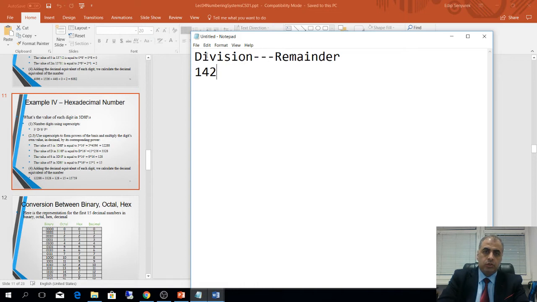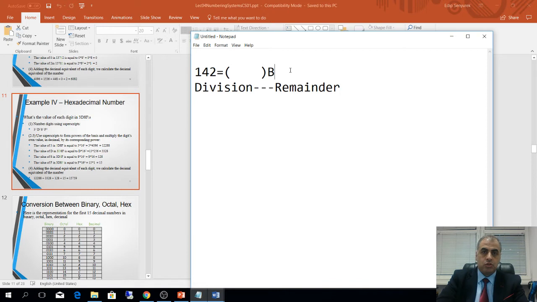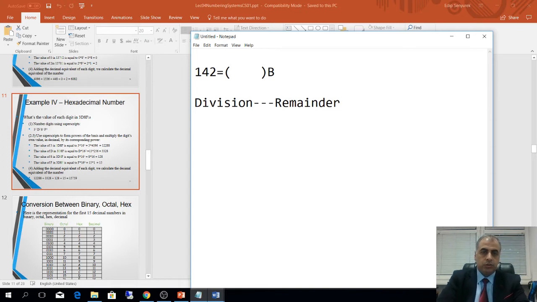So you would like to convert this decimal number to binary. So this is the question. What are you going to do? You will use this table, division and remainder. 142 divided by 2. When you divide 142 by 2, what is the division? It is 71. So what is the remainder? Remainder is 0.